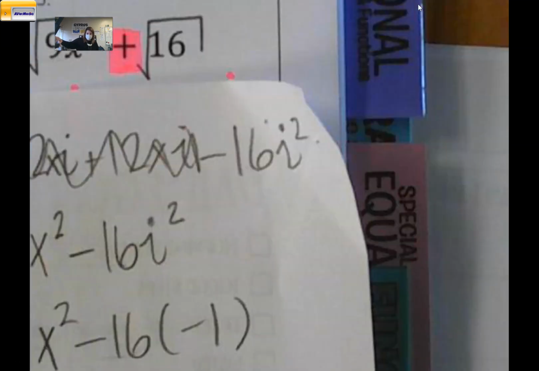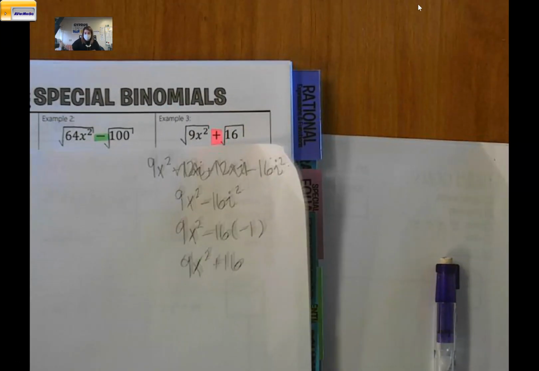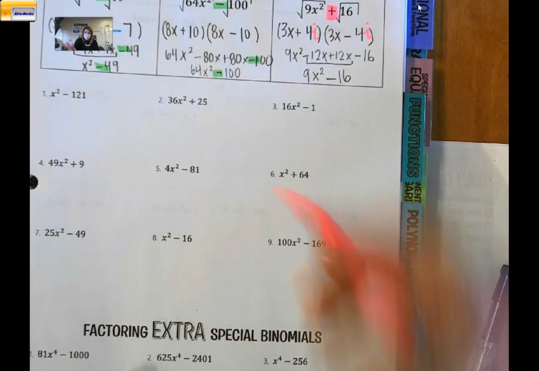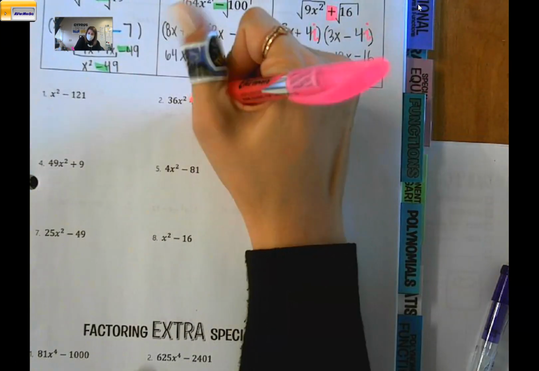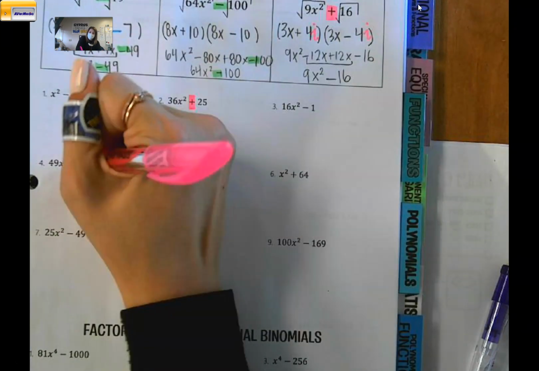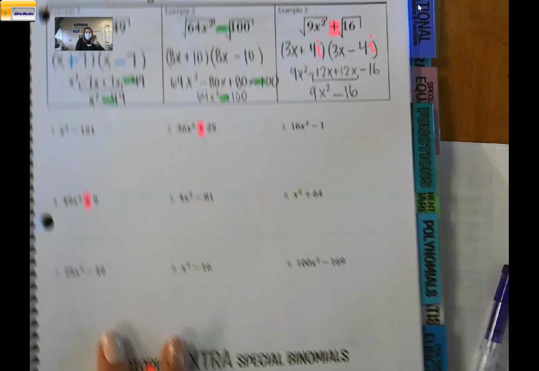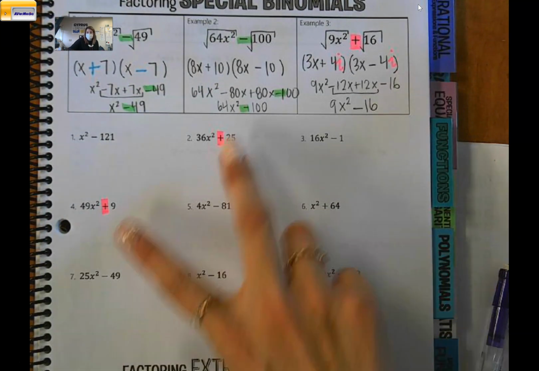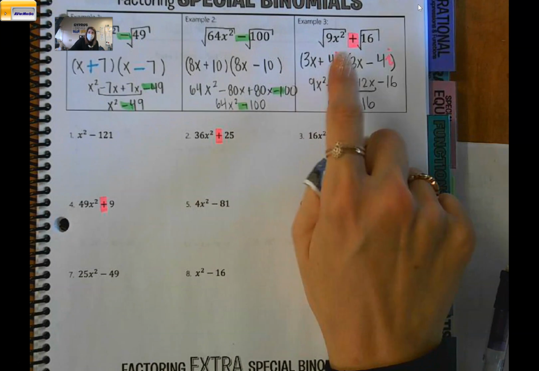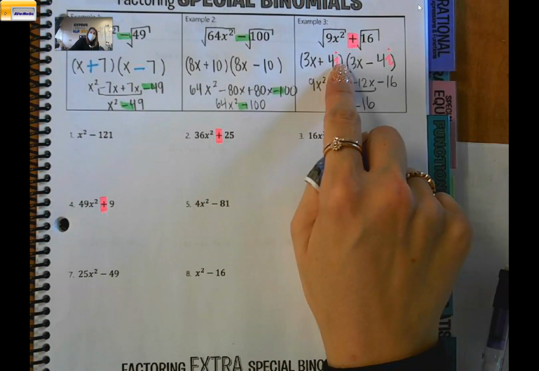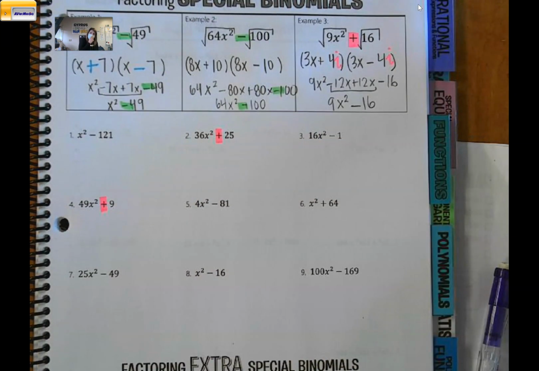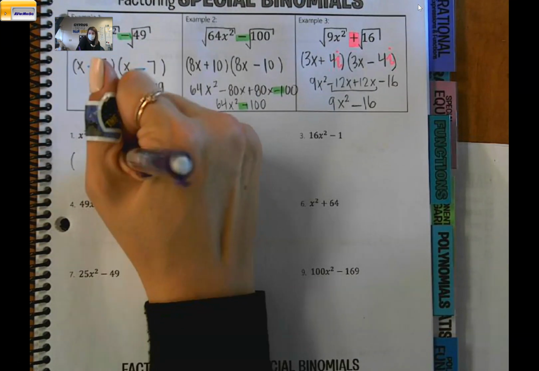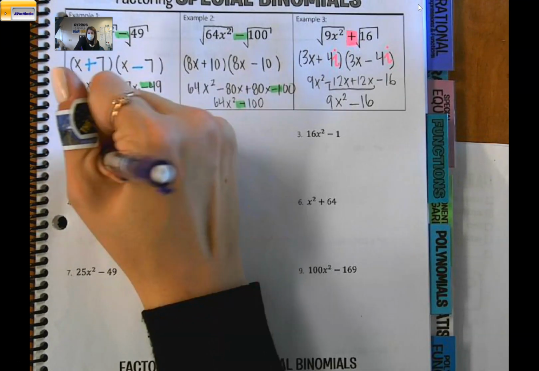Okay, so I'm gonna let you try 1 through 9, but I would recommend that you go through and highlight or mark or circle all of the ones that have a plus sign to hopefully jog your memory that those ones require you to put an I on the end. I think there's only 3 of them. All the other ones, you just have to go through and find out what goes in your binomials.